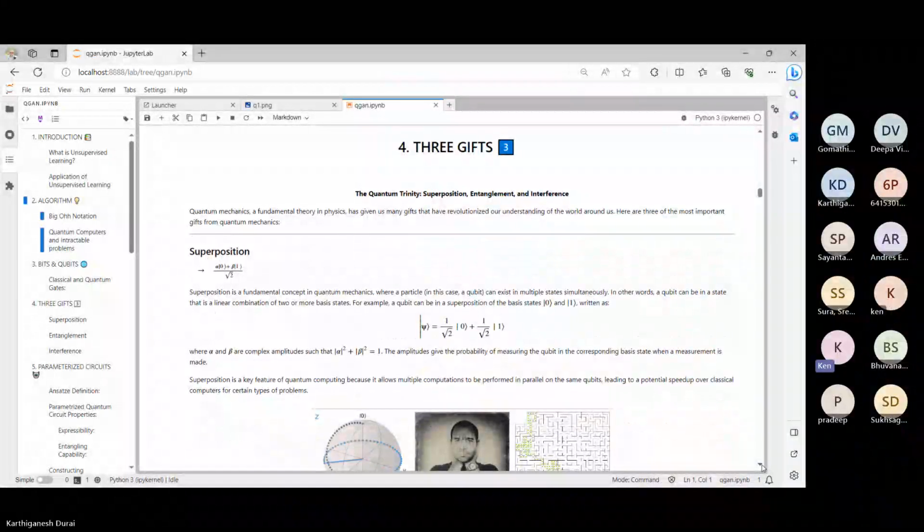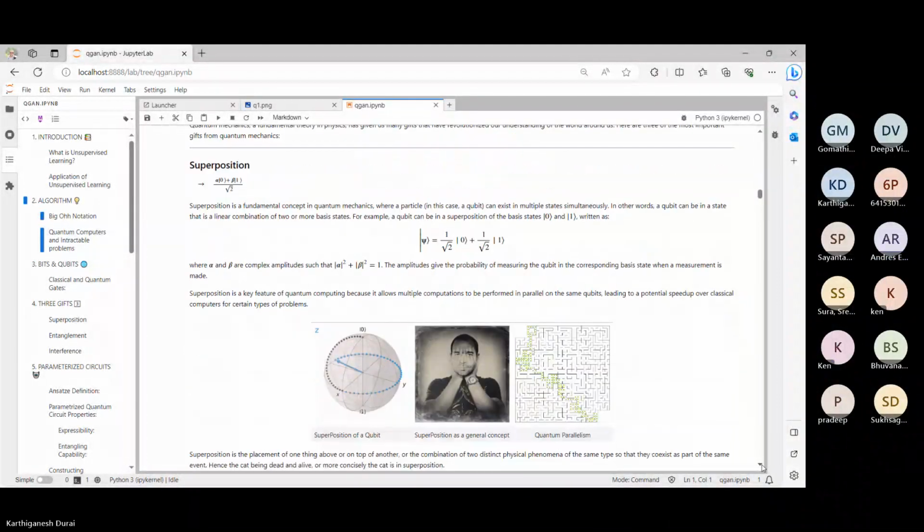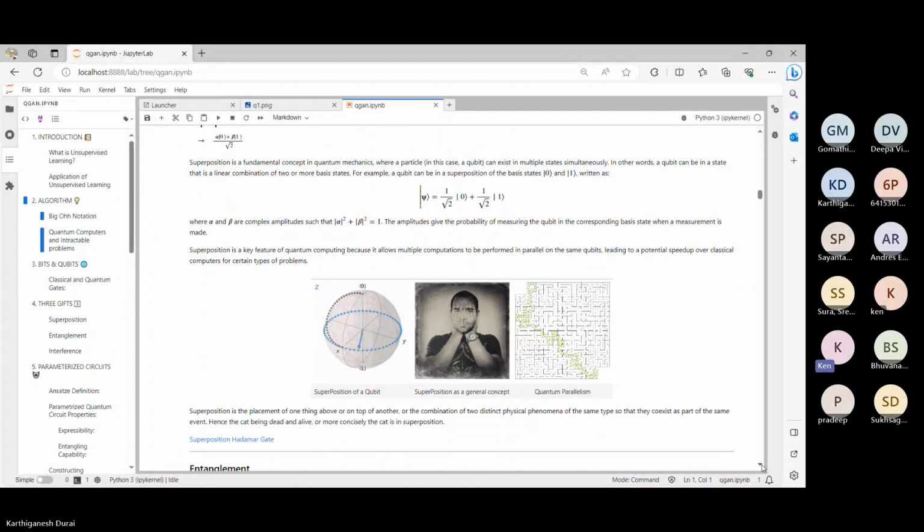Okay, so 3 gifts from quantum mechanics. Quantum mechanics, basically the underlying mathematics that govern the behavior of quantum computers, has provided us with 3 amazing gifts. They are superposition for one, and let's examine the image there, KG. Could you scroll down a little to center the image? Yes, thank you.